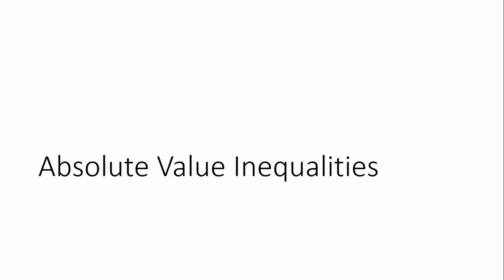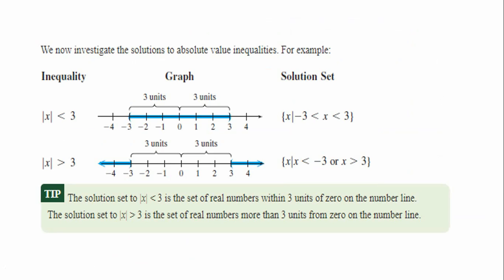So let's take a look at inequalities involving absolute values. We've looked at absolute values before, but now we're going to deal with absolute values in inequalities. If I have the absolute value of x less than 3, that's saying the distance between x and 0 is less than 3 units. So all of these would be less than 3 units from 0. All of those would be less than 3, not including the 3. So that's basically what that means.